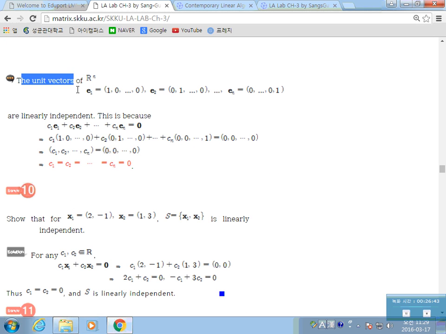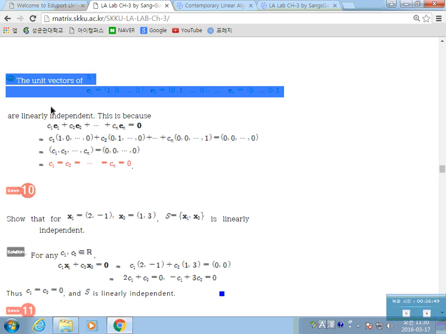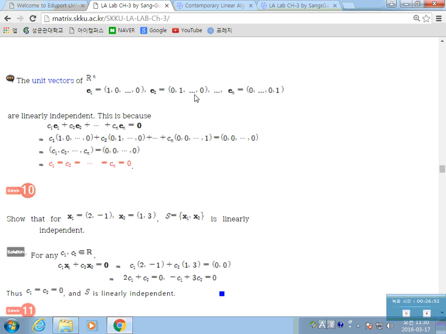You have seen that the unit vectors of Rn, E1, E2, up to En, are linearly independent. Let's see.